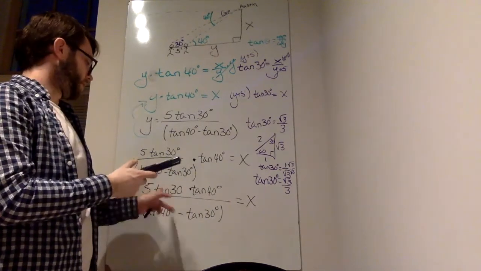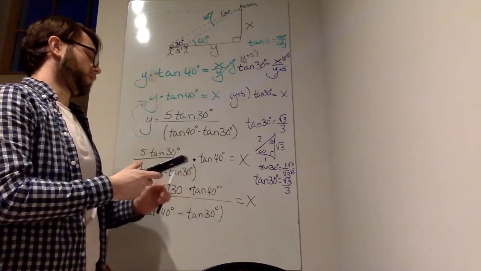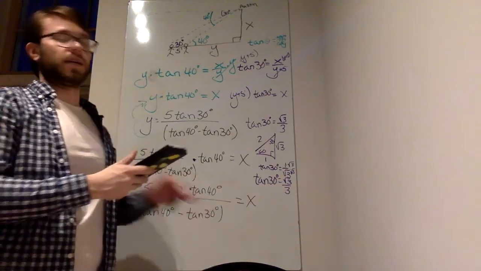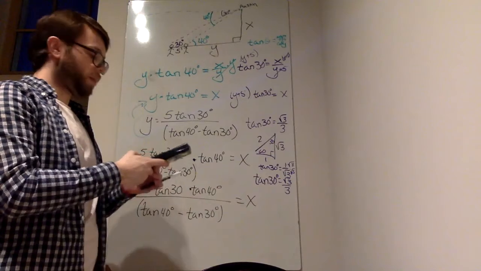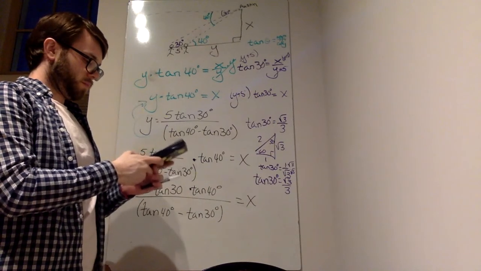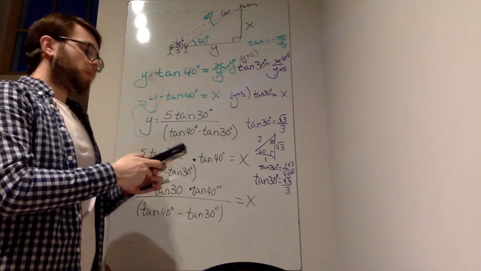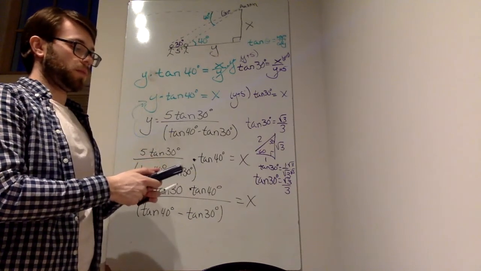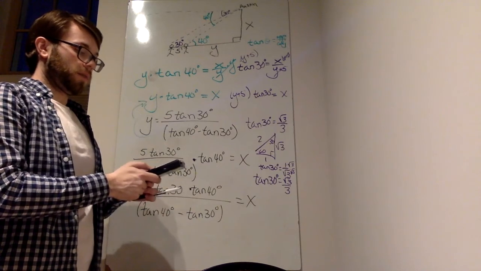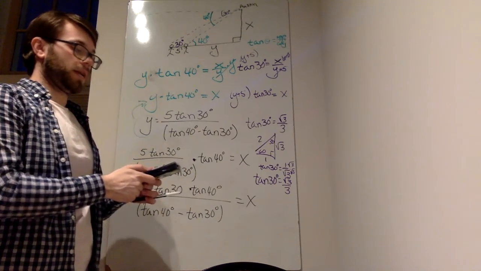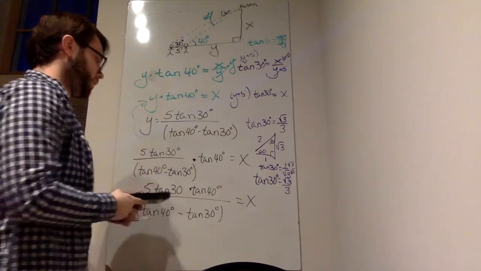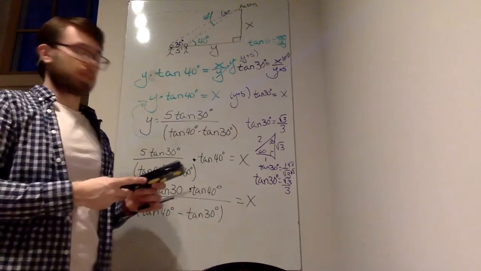Because otherwise it'll just do 5 times the tangent of 30 times the tangent of 40 divided by tangent of 40, and then subtract the tangent of 30, if we don't put it in parentheses. Be careful as well with the parentheses around your 30 and around your 40. If you're not careful with those, you might end up subtracting the tangent from the actual angle as opposed to having them as two separate terms.